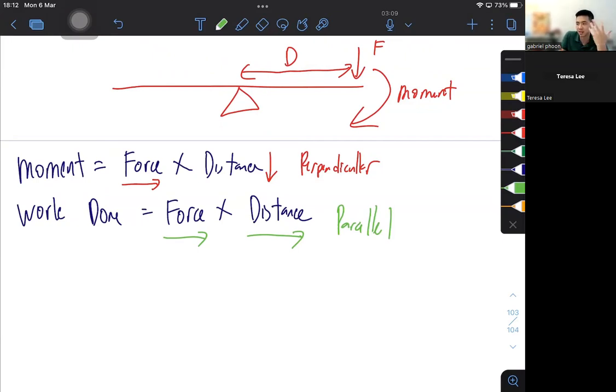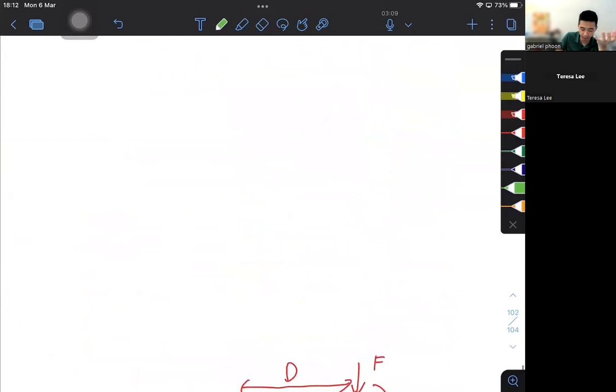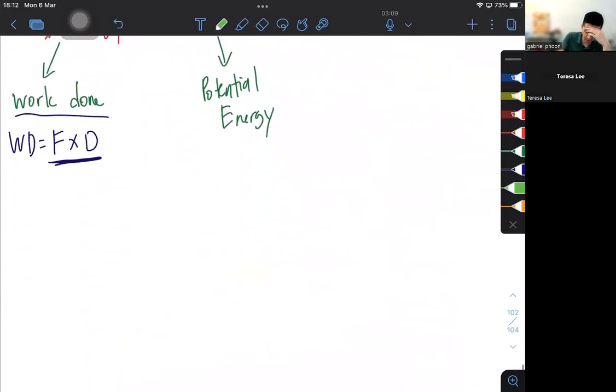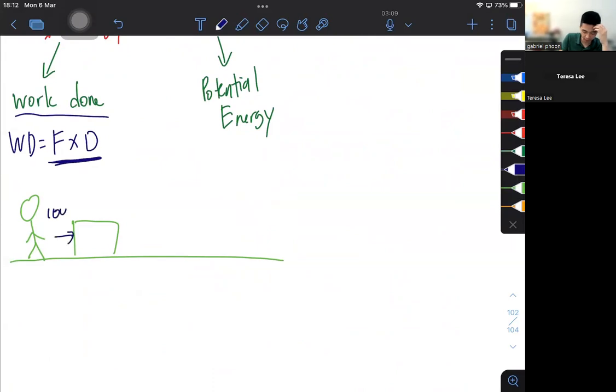So what is an example of work done there? Let's say, for example, I am standing here, and I have a block here, and this is the ground. I want to apply a certain force to it. Let's say I apply a force of 100 newtons, and this block moves a certain distance. Let's say it moves 5 meters here. From here, I can calculate the energy I have exerted onto this block.